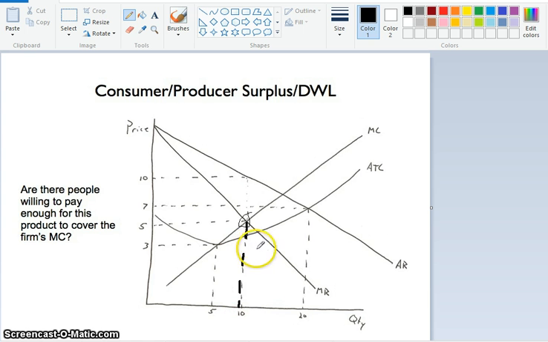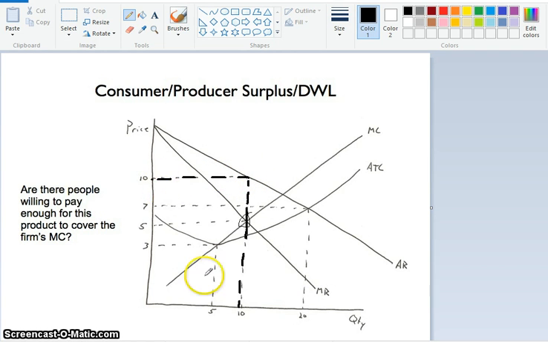All right. So I know my producer and consumer surplus has got to be somewhere over here to the left in this space. Now the question is, where is it? Well, we got to find the price too. So that means we got to go up to the AR curve. All right. And the price is 10.